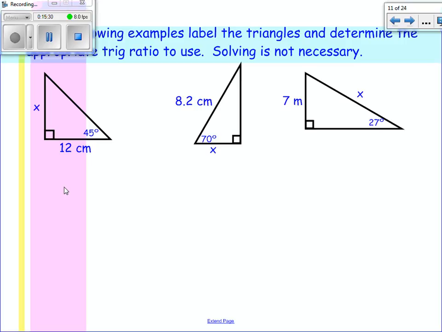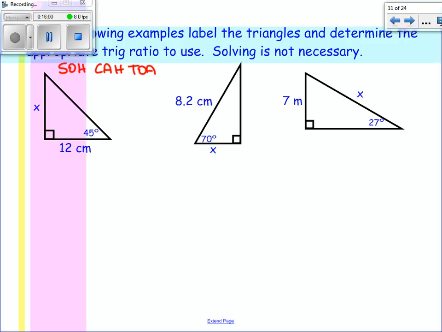Before I get started, what I do is I write out SOH CAH TOA to remind myself what all those things mean. So I always write out SOH CAH TOA. You'll remember it because we're going to say it 1,000 times. You're going to say it so many times you'll remember it, trust me.